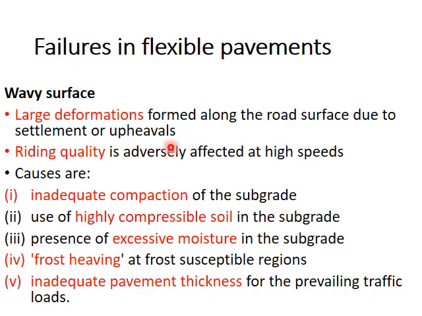Next is the wavy surface, which is similar to corrugations, but the deformations will be large in dimension. In corrugation, the deformation or the ripples were smaller in proportion, but here the ripples will be larger, and the riding quality is adversely affected. The causes of formation of a wavy surface on the flexible pavement are inadequate compaction of the subgrade, then highly compressible soil in the subgrade, then excessive moisture in the subgrade, then frost heaving, which you have seen in the previous videos, and inadequate pavement thickness for the traffic loads.